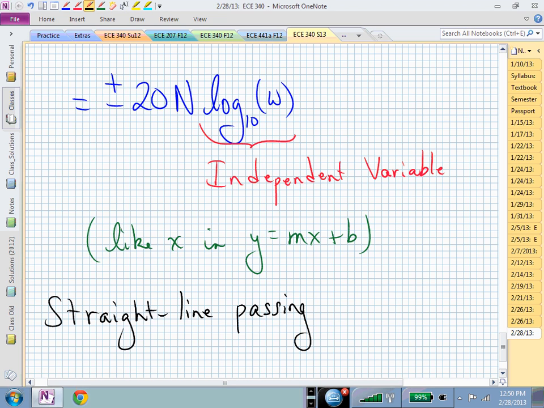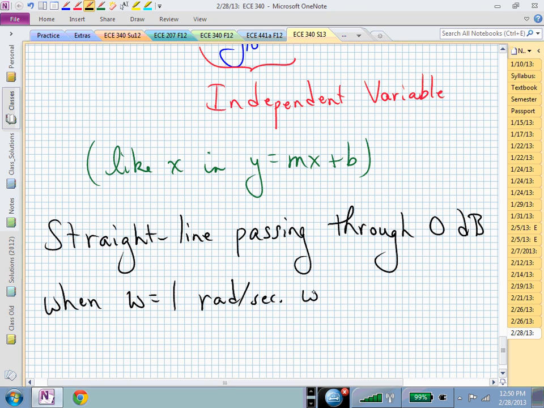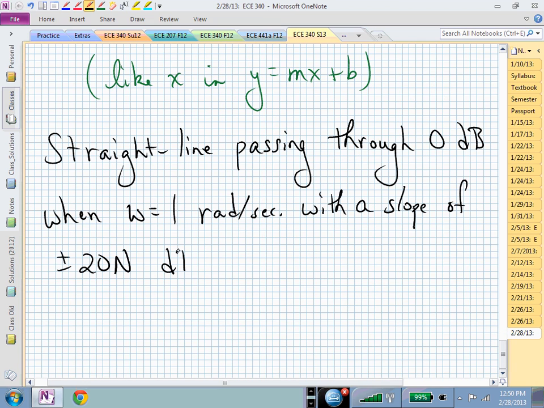And that gives us a way of pinning that sloping straight line down. That line never breaks, it's always sloping, and that's because it's a pole or a 0 right at the origin. We're then looking at sketching a straight line passing through 0 dB, and you just told me when that happens. That happens when omega is equal to 1 radian per second, and we have a slope of plus or minus 20 n dB per decade.